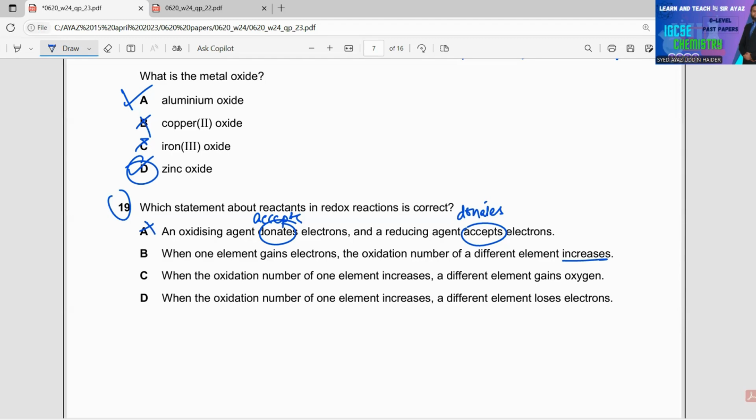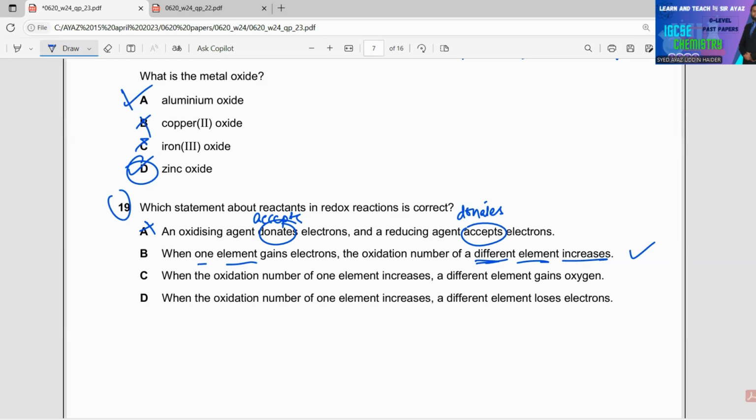So they are saying different element. They said different element, so this looks correct to me. One element gains electron, its oxidation number decreases. The other element, its oxidation number increases. So this looks correct to me.